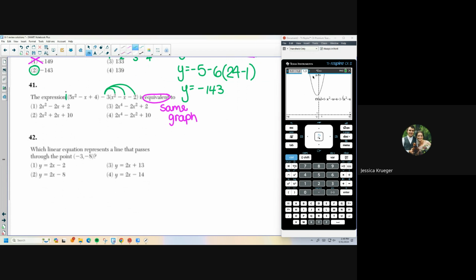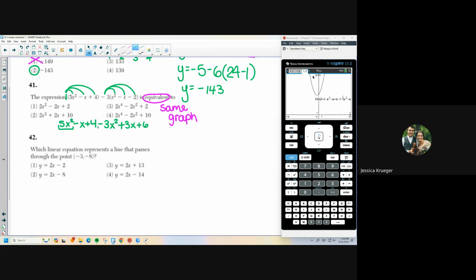So in front of this set of parentheses is a 1. So I would distribute that and I would get 5x squared minus x plus 4. In front of this set of parentheses is a negative 3. So I would get minus 3x squared plus 3x plus 6.